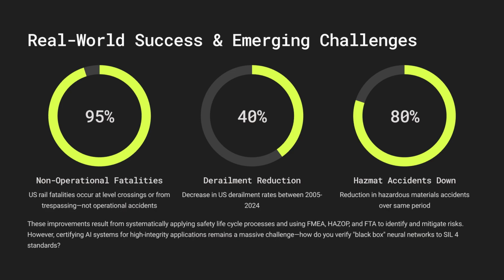That's quite something. It speaks volumes about the effectiveness of the operational safety systems, the SIL4 systems we've been discussing. It does. And you see the progress in other metrics, too. The U.S. rail industry, for instance, saw about a 40% reduction in derailment rates and an incredible 80% reduction in hazardous materials accidents between roughly 2005 and 2024. And that improvement isn't luck. Not at all. It's a direct result of systematically applying these safety lifecycle processes, like those in EN 50126, and using tools like FMECA and FTA to rigorously identify and mitigate risks, eliminating those single points of failure and hidden hazards.